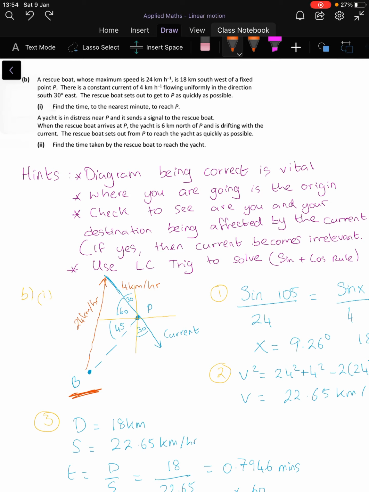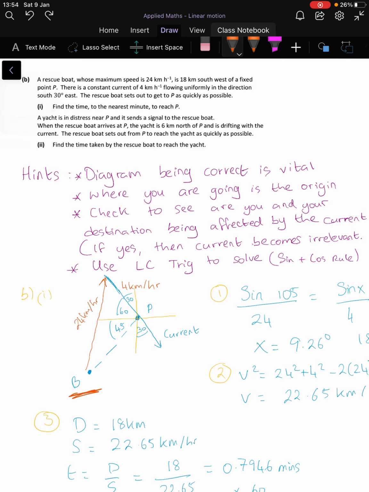And that line then, they told me the rescue boat is going a maximum speed of 24 kilometers per hour. So that's going at 24 kilometers per hour. It says the rescue boat sets out to get to P as quickly as possible. So I'm going to go at 24 kilometers per hour. It's asking me to find what time to the nearest minute I reach P. So what I need to find here is how fast I'm actually going in this direction, because I know that that's 18 kilometers. So if I can find how fast I'm going that way and I have my 18 kilometers, I'm just using basic distance, speed and time.